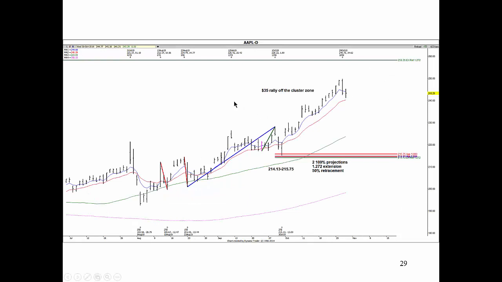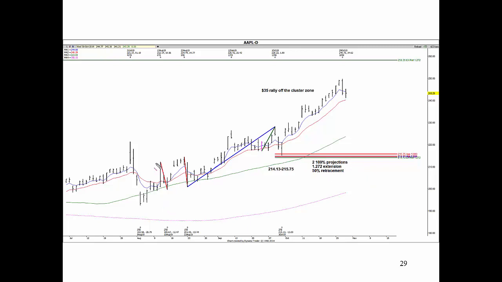Okay, here's another example. This is in Apple. This is on a daily chart. This was actually, yeah, last October. And again, it doesn't have a ton of price relationships in here, but guess what? 3 is enough for a cluster.